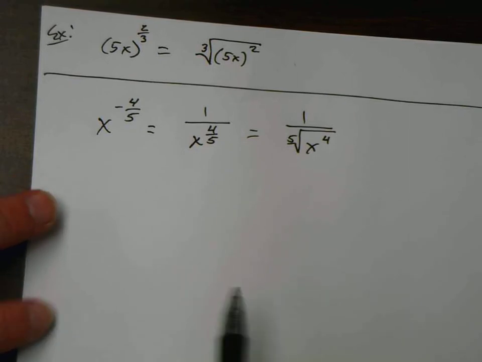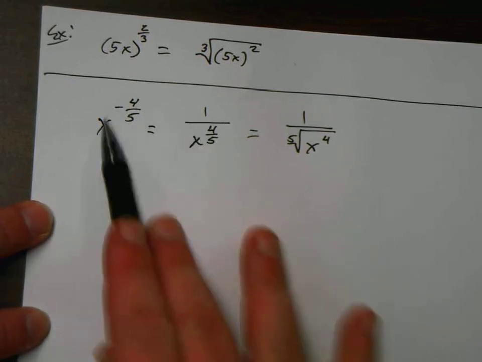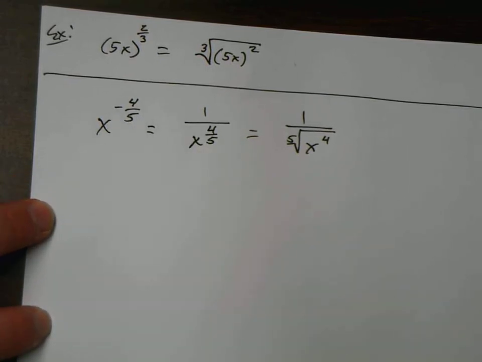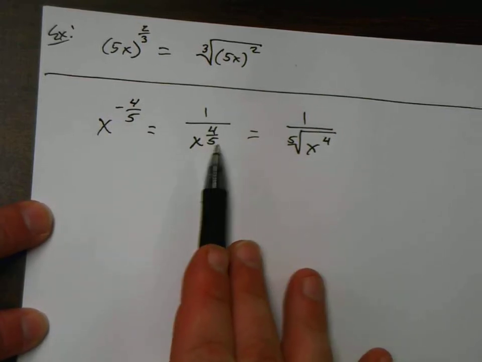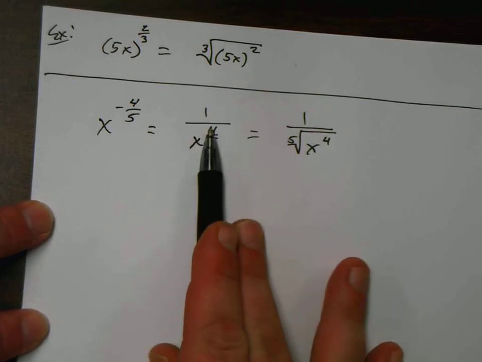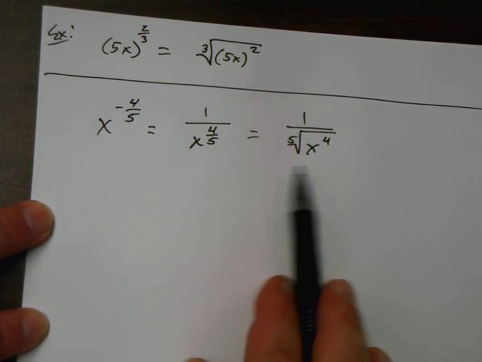Okay. So you're going to run across a couple of examples that look like this. And it's okay. Just remember that the negative exponent sends it to the other side of the fraction, and then the exponent becomes positive. Once you have a positive exponent, then you can convert it to radical form.